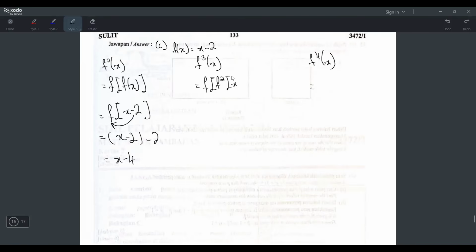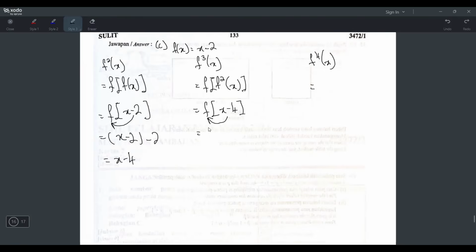Okay, the reason why I write f2 like that is because I already have the f2x from here, right? So that's why I can just copy from this answer and then just write f and then put in brackets first, and then the f2x answer is x minus 4. Just write it. Okay, and then same step, take the x minus 4, replace it into fx's x.